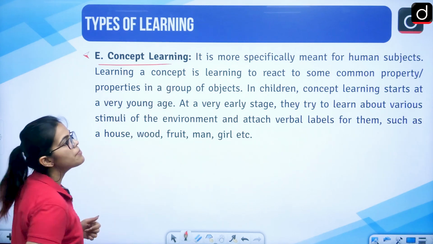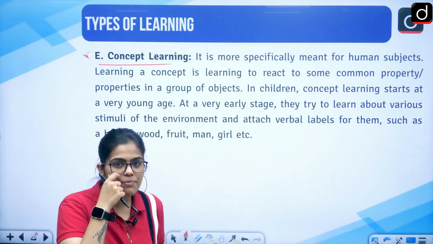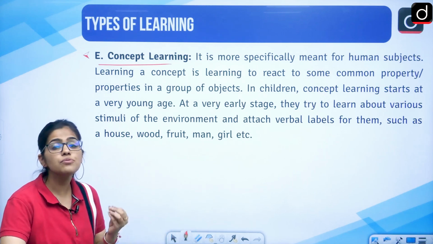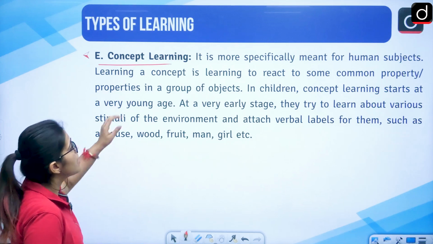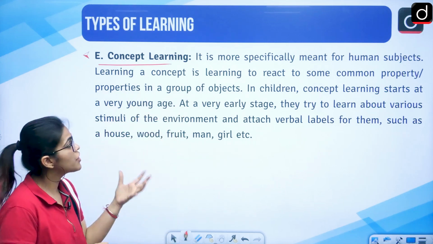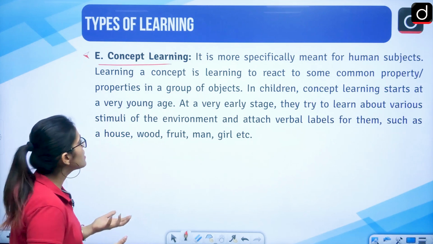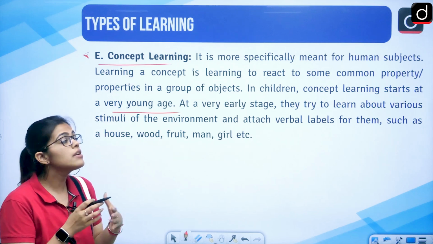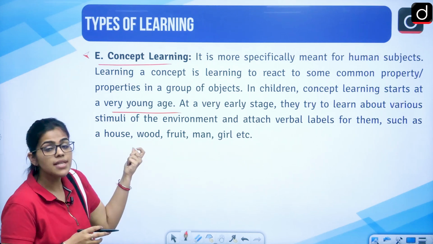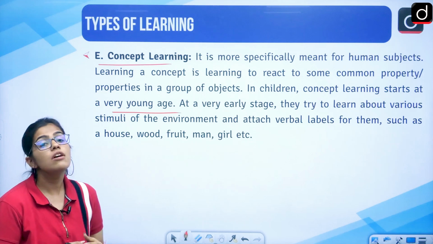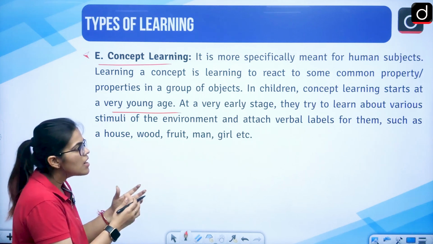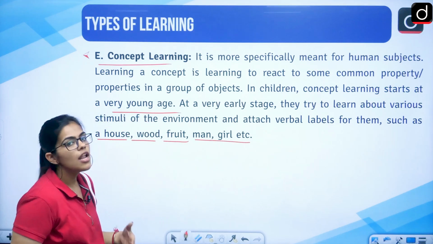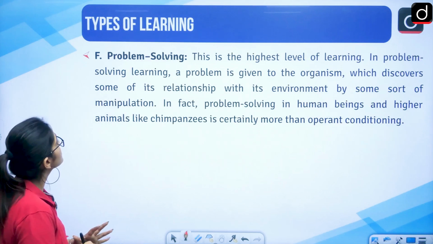Then comes concept learning. Gradually you will understand concept learning also. Concept learning means that the child, or the human, starts to understand particular concepts. They will understand how to react to particular things. A child's concept learning starts at a very young age. At a very early age, they try to learn about the various stimuli in the environment. They learn labels like house, wood, fruit, man, girl, etc. So they will understand the concepts.